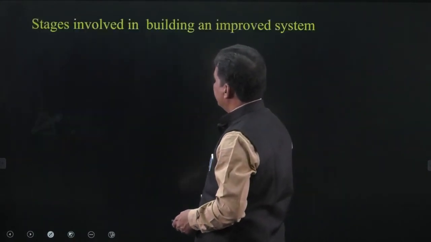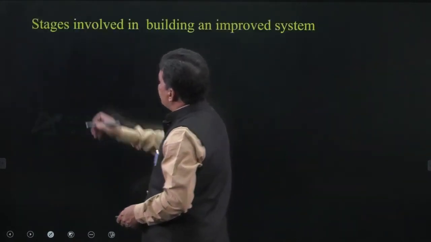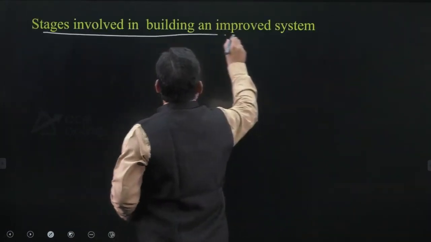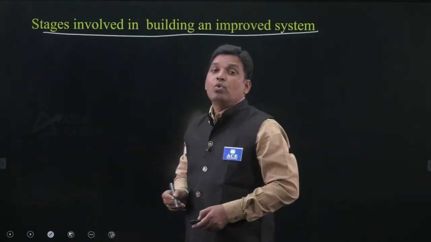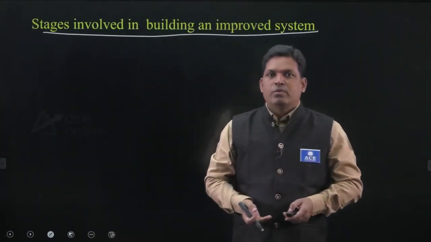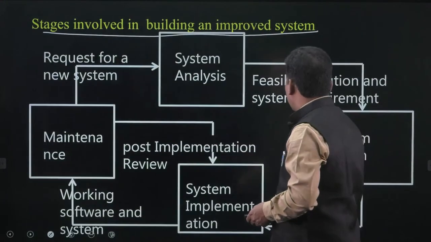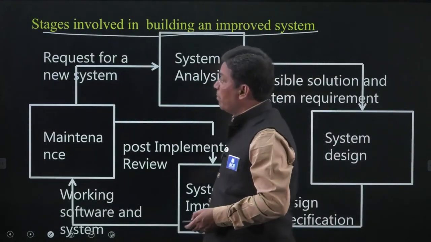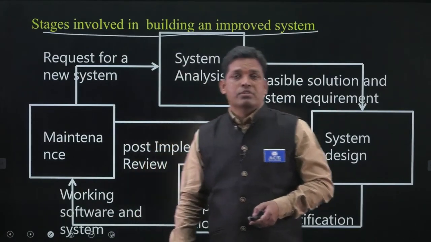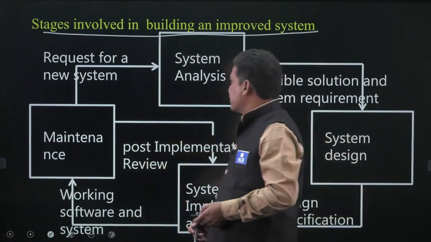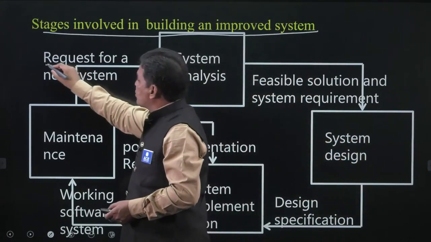So we'll discuss here the stages involved in building an improved system. How to improve the software system? That we'll discuss with the help of a diagrammatic representation. So, request for a new system.